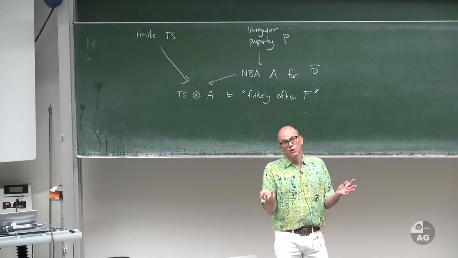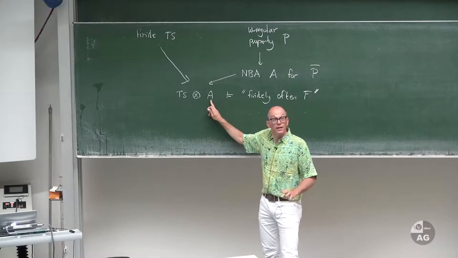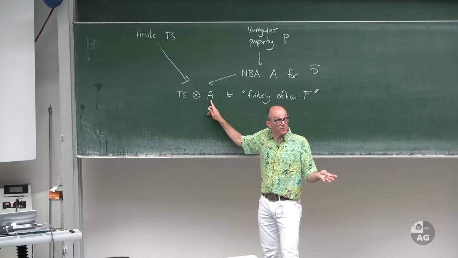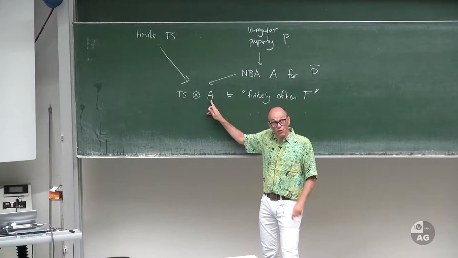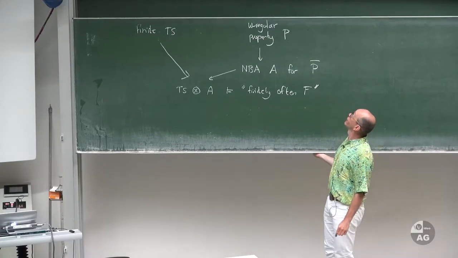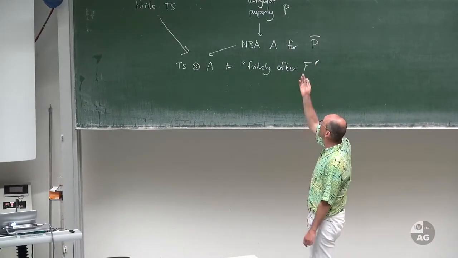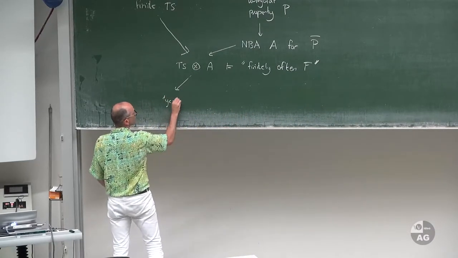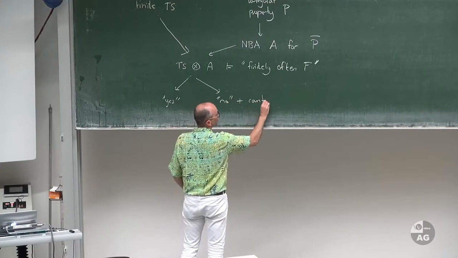I mean, when would this transition system exhibit a bad behavior? If this product can exhibit a behavior which infinitely often reaches an accepting state in this bad automaton A. So what we're going to check for is finitely often we need to have F. Like there we had checking the invariant never F. And again we're going to see that this gives rise to two possibilities, either yes, or no, and we're also going to see how we get a counterexample.